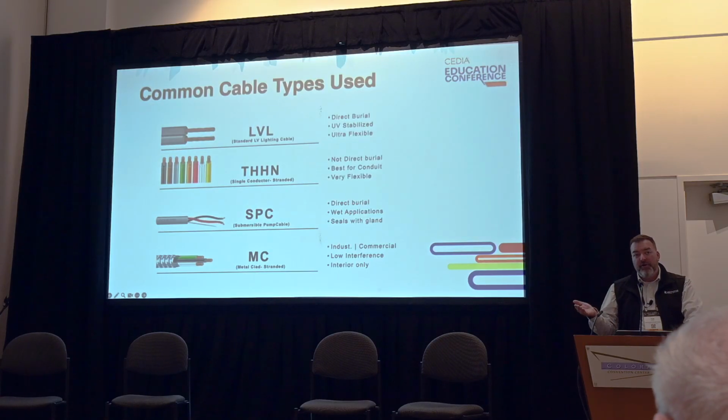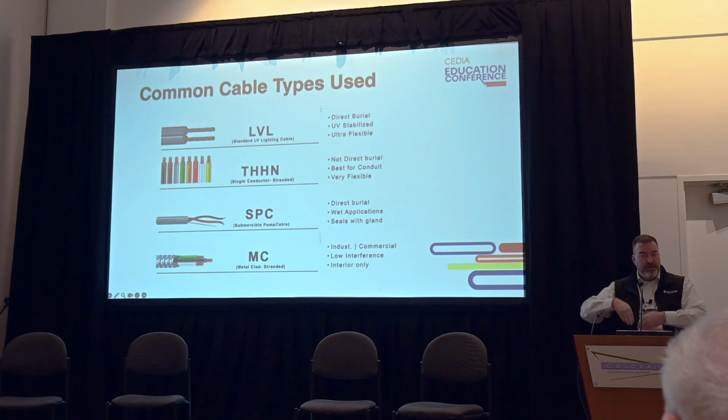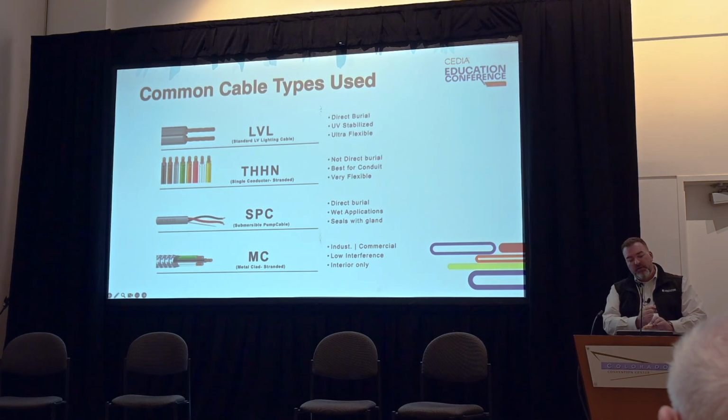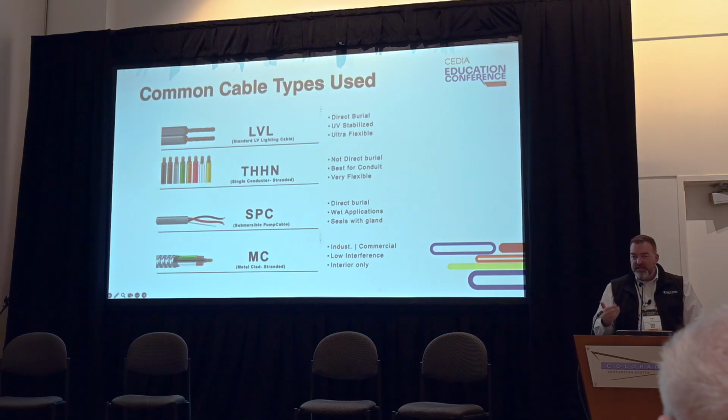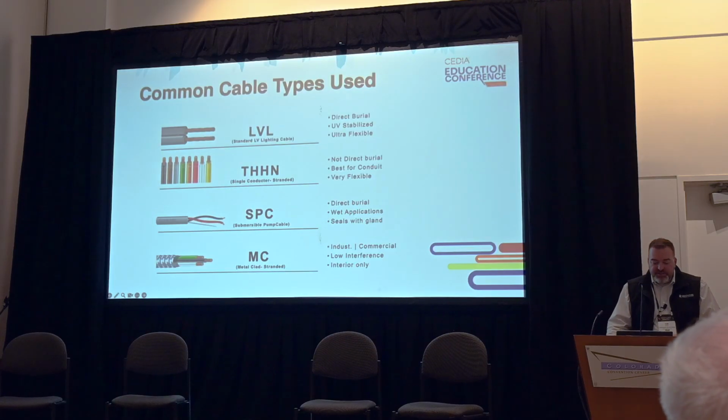It's not direct burial. But if you're doing conduit, you're running conduit everywhere in your installation as opposed to direct burial, it's so much easier to pull. Between the shielding of it, pulling single strands for corners and bends in conduit in 90s, THHN is the best way to go to run your circuit cables. And then you have obviously submersible pump cable.